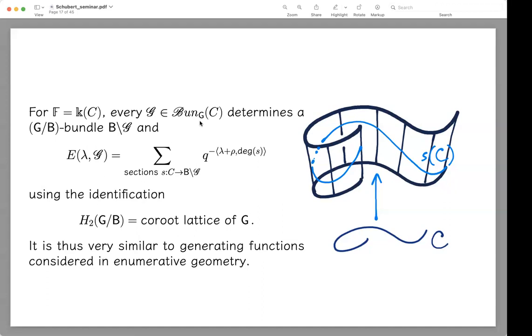That's the kind of object the Eisenstein series is for. In this example, the Eisenstein series is this generating function. It's a function on G-bundles. For every G-bundle, we have the associated G/B bundle, and what we would like to do with the G/B bundle is count all sections according to their degree. That seems like a reasonable thing to do.